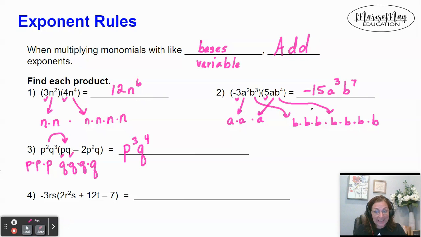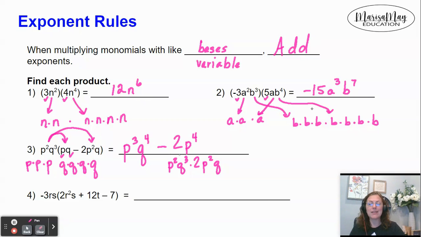Now we do it again when we distribute p to the second times q to the third. Okay, so we have that minus in there because there was a minus in the parentheses. And now we're doing p to the second q to the third times 2p to the second q. So obviously we have a 2 there. P to the second times p to the second would be p to the fourth. If you want to write out the p's, please do that. And then q to the third times a q would give us q to the fourth. So we're still using those exponent rules. However, we're also using the distributive property.